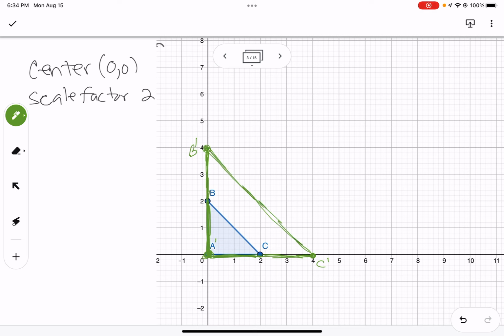There we go. It's closed. And now you have a dilated triangle A prime, B prime, C prime. It is a dilated image of triangle ABC.